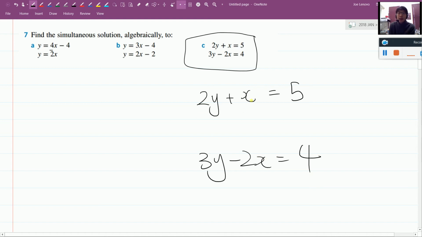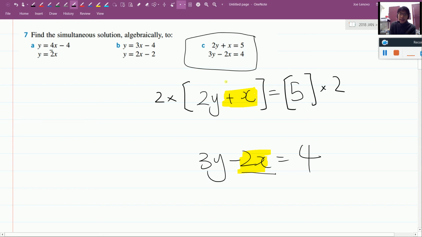Let's say this time I want to cancel the x. As this is 2x here, and there's only 1x there, what I can do is times the entire top equation by 2. The left hand side, I need to times by 2, and the right hand side, I need to times by 2. As this is a bracket, I have to expand it and times each one of them.